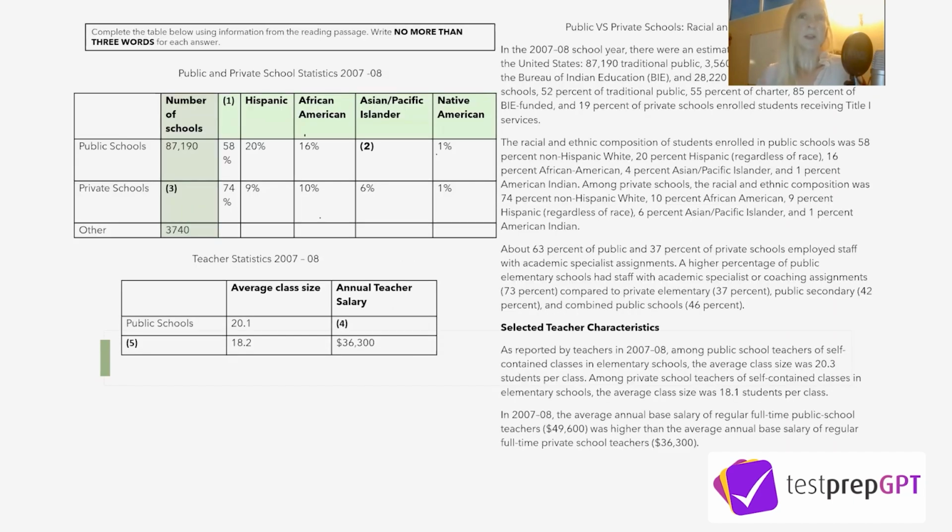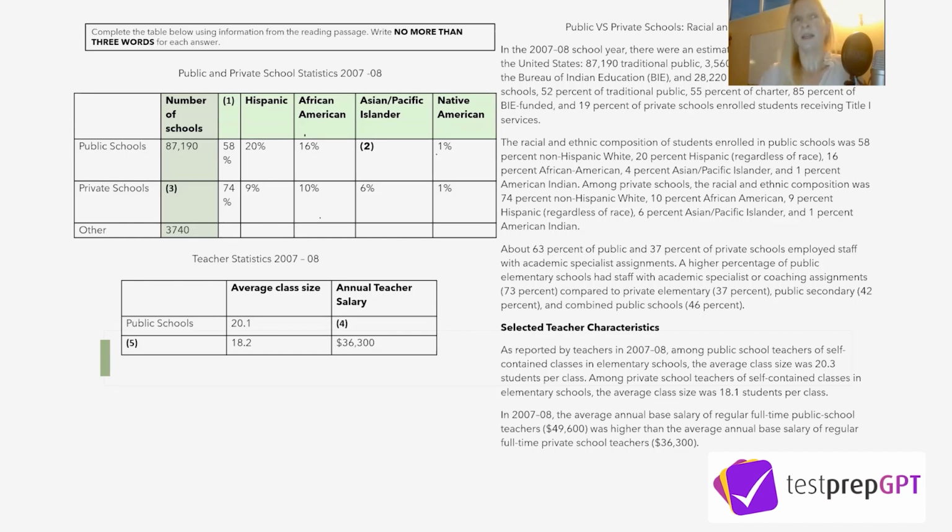Okay, so here's an example of exactly what you might see. I'm just pushing my video up so that I can show you everything as clearly as possible. You'll see a text on the right, and instructions and a table on the left. The instructions say, complete the table below using information from the reading passage. Write no more than 3 words for each answer. So it's important that you follow those instructions.